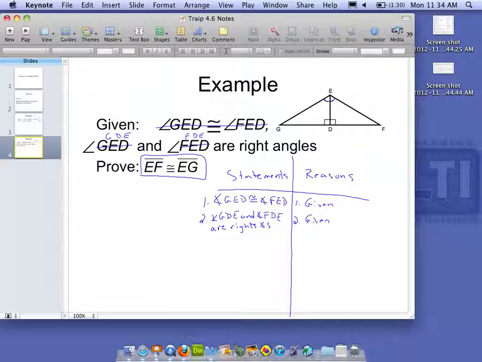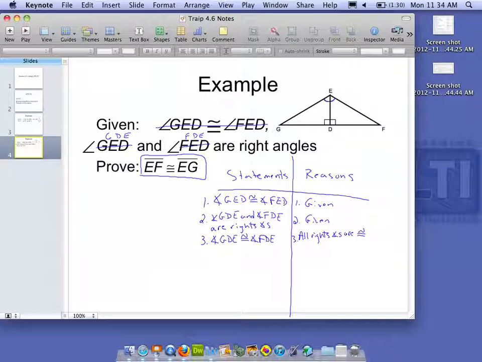Given. And I'm going to put one extra step in here that's going to say that angle GDE is congruent to angle FDE. And the reason why I'm saying that is because all right angles are congruent to each other. All right angles are congruent.